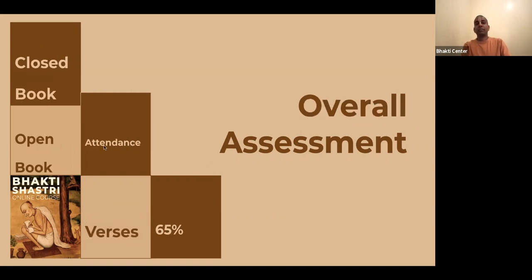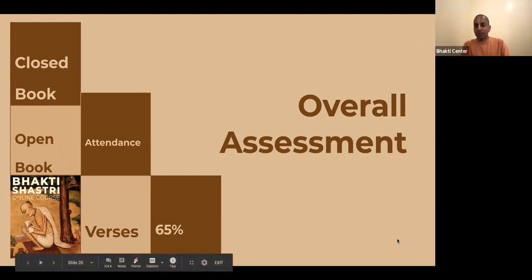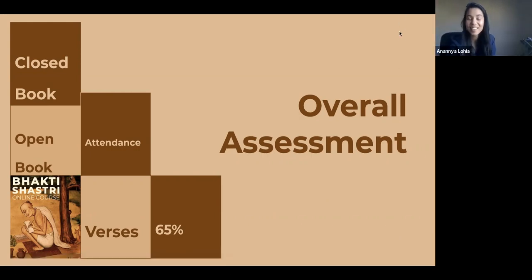So the overall assessment includes open book. Agape? Yes, Prabhu. Ananya, I think, has a question. Oh, sorry. Sorry, I could see everybody in the screen. No, absolutely, that's no problem. I would have texted you later, so it's okay.